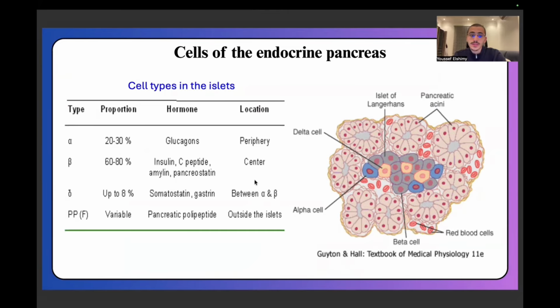islets of Langerhans. Then we have the beta cells, which constitute up to 60 to 80%. The function of beta cells is the production of insulin. And since insulin is very valuable, you could find the beta cells in the center of the islets of Langerhans. Then finally, we have the delta cells, which secrete somatostatin, and they contribute up to 8% of the cells. They are found interspersed between the alpha and the beta cells.